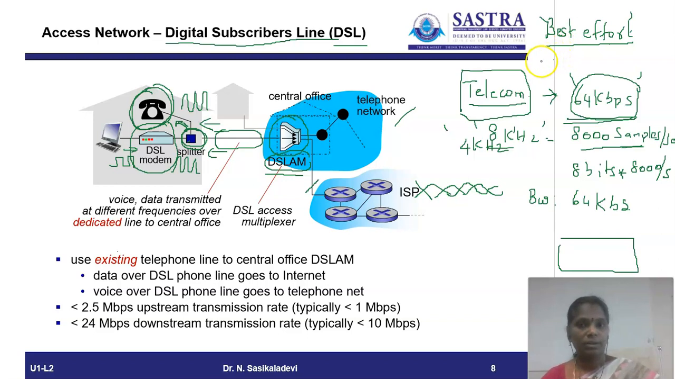But in telephone communication, outgoing data as well as incoming data both require only 4 kilohertz frequency. So 64 kilobits per second outlink and 64 kilobits per second inlink is enough. A 4 kilohertz frequency band is enough for transmitting audio signals. But if you take the internet, I think you might have observed this: the number of incoming packets is very high compared to outgoing packets for a normal user.